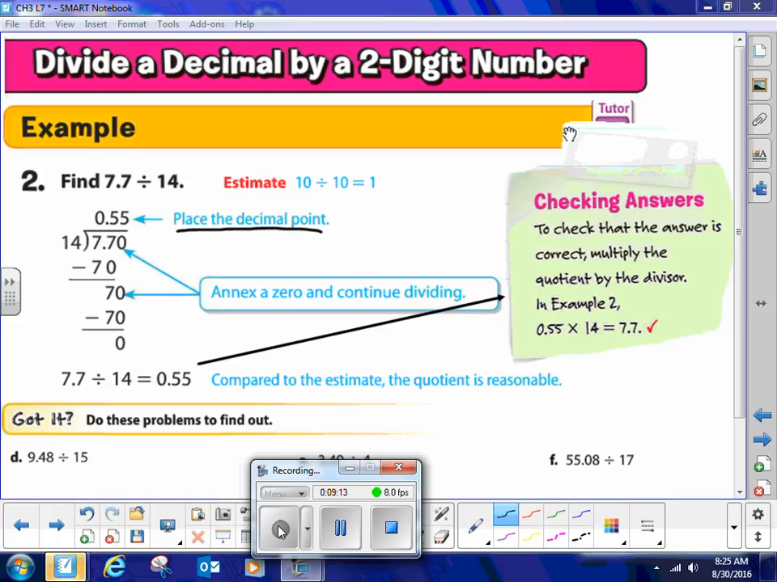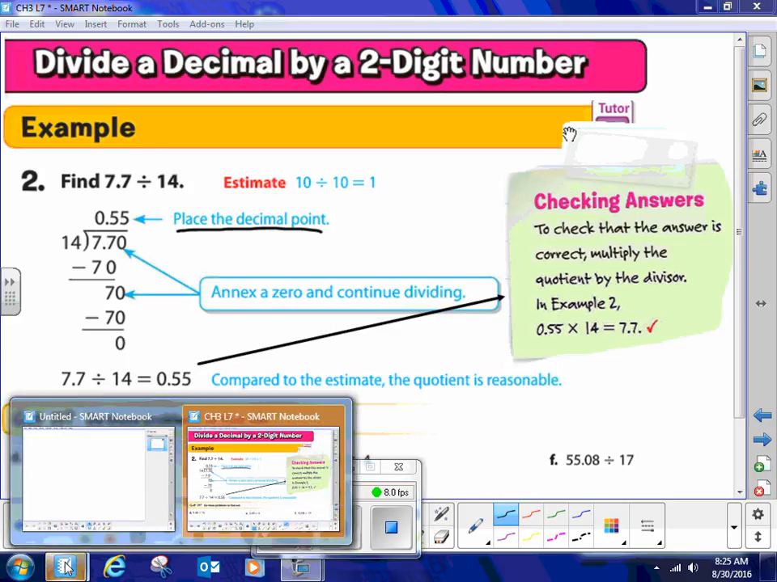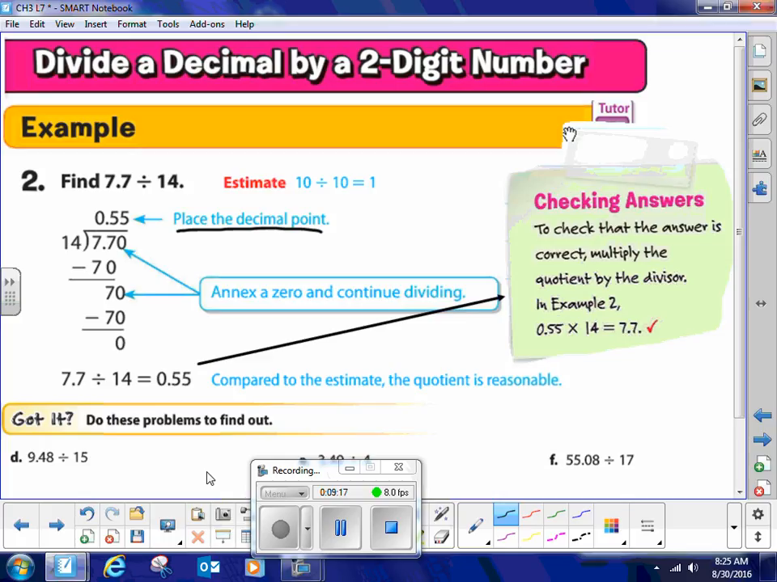0.5 times 14 is 17. Whatever that is. That annoys me that it does that. All right. Annex a 0 and continue dividing, right? 14 times 5 is 70. They have to bring down another 7 and annex the 0 here. Remember, they even show annexing the 0.